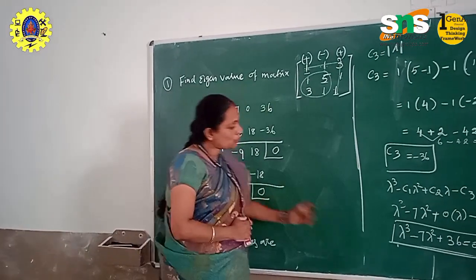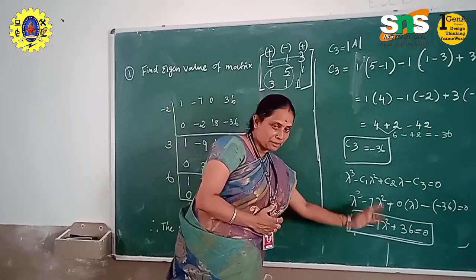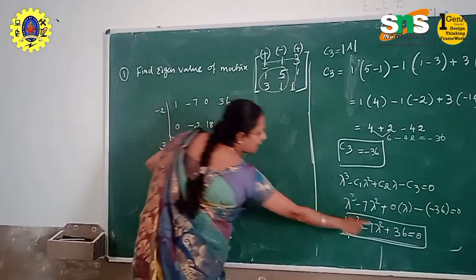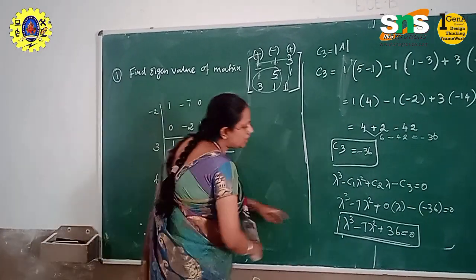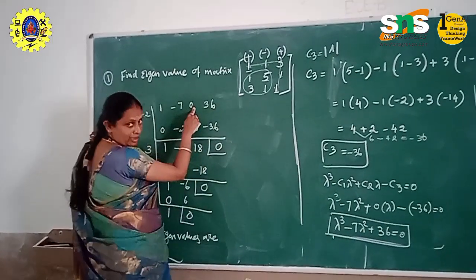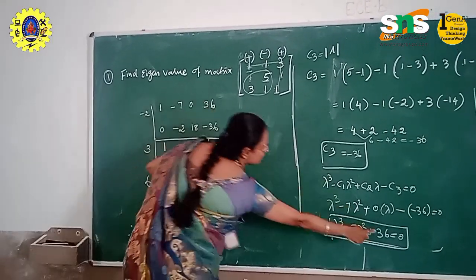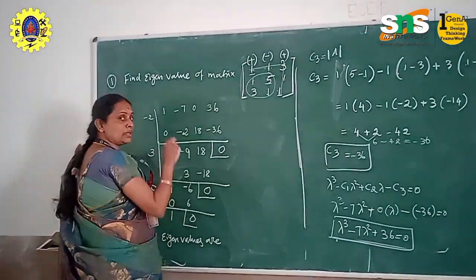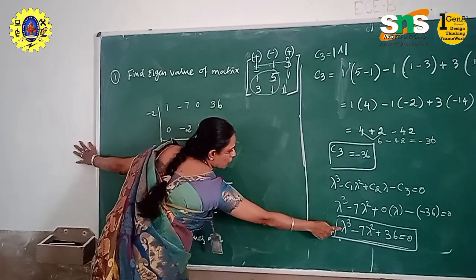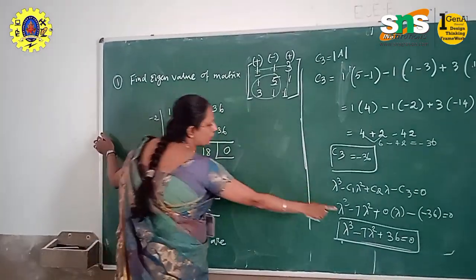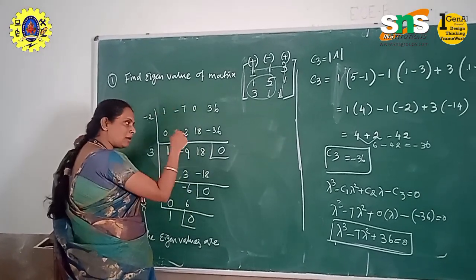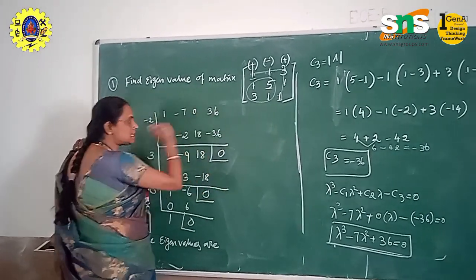First we have to write the coefficients of lambda. The lambda cube coefficient is 1 and the lambda square coefficient is minus 7. Here the lambda term is missing, so we have to include 0 also. Then the constant is 36, including the sign also. So we write 1, minus 7, 0 and 36.